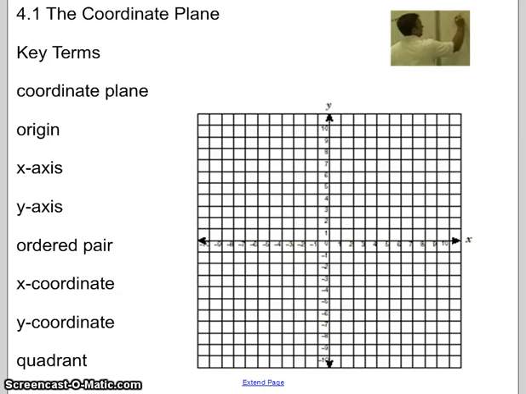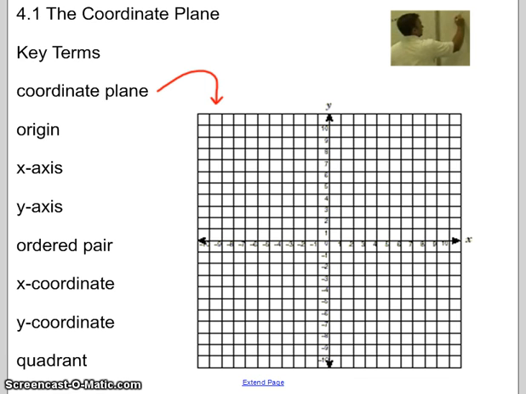Okay, now we're on to the fun stuff in Unit 4. We're going to start with the coordinate plane. The main part for this section of the unit is to get used to the terminology. The first term is coordinate plane. Right here, here's your coordinate plane.